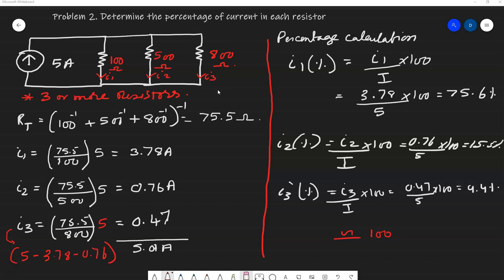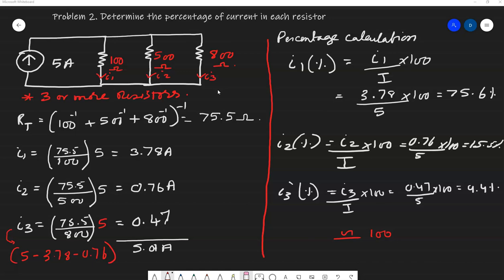Now if you have 3 or more resistors, you have to first find the equivalent resistance. So if you are using a calculator, you can do exactly what I've written here. So 100 inverse plus 500 inverse plus 800 inverse, the whole thing inverse, you get 70.5 ohms. So you know that in a parallel resistance, the total or the effective resistance is always less than the smallest of all the resistors.